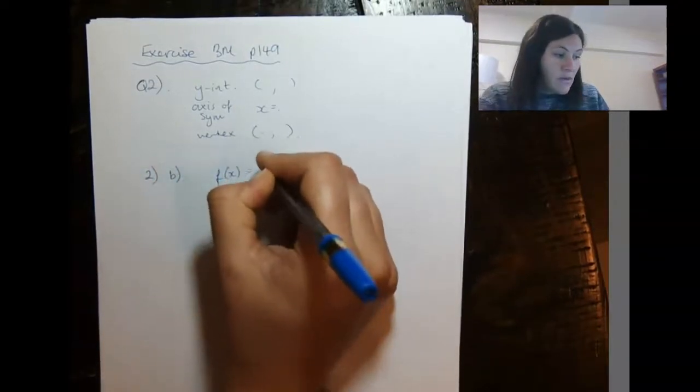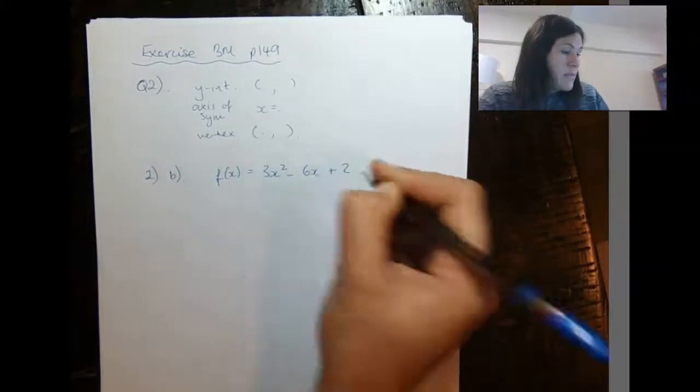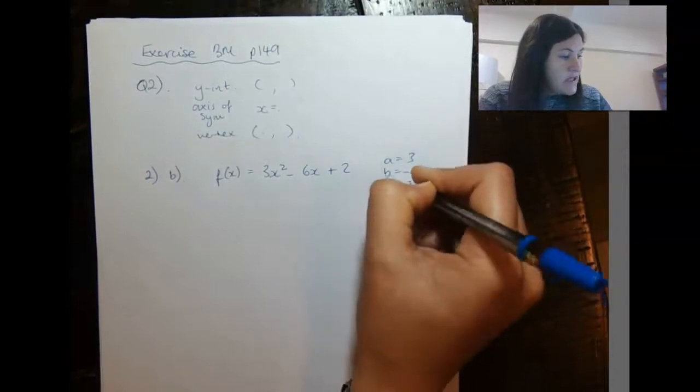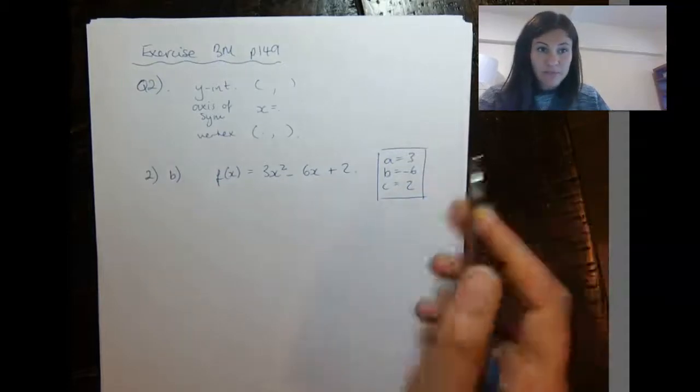So f of x equals 3x squared minus 6x plus 2. Alright, so I've got a value of a of 3, b is negative 6, and c is 2. I tend to just write those bits down because they usually come in useful.